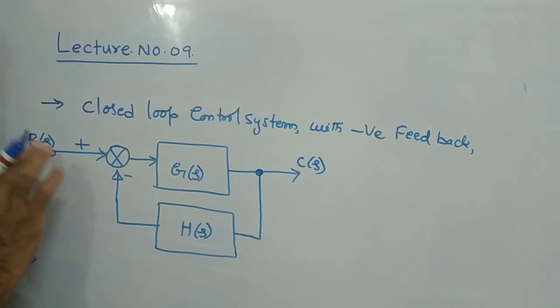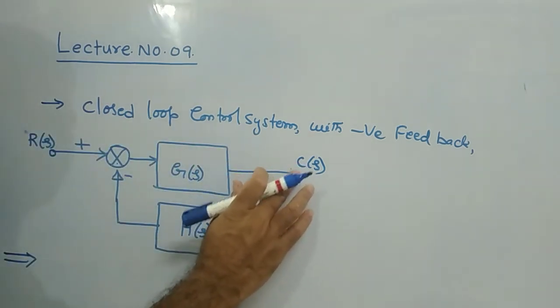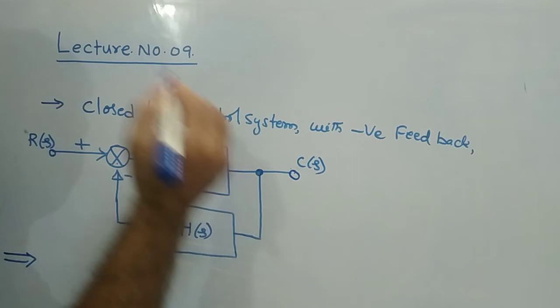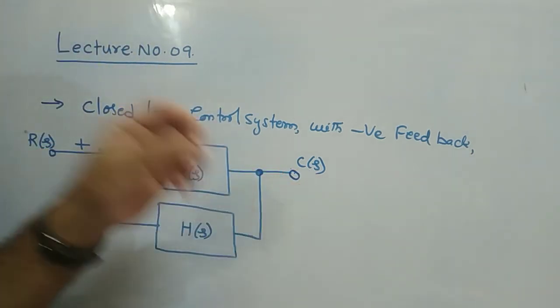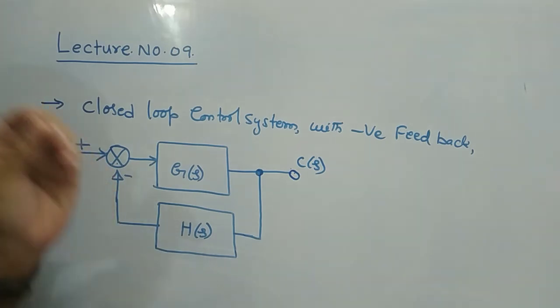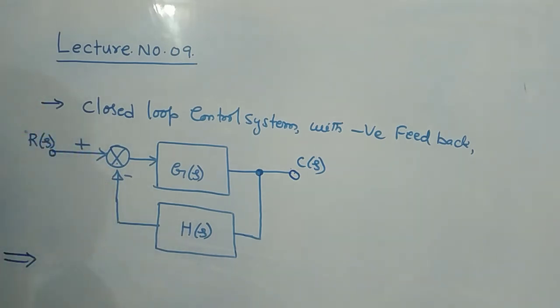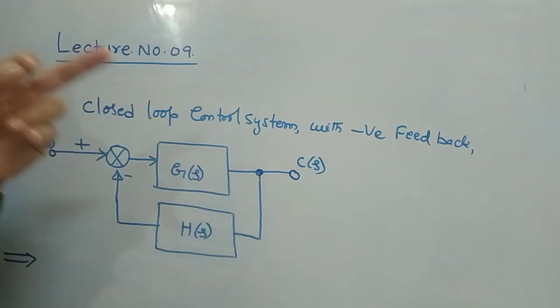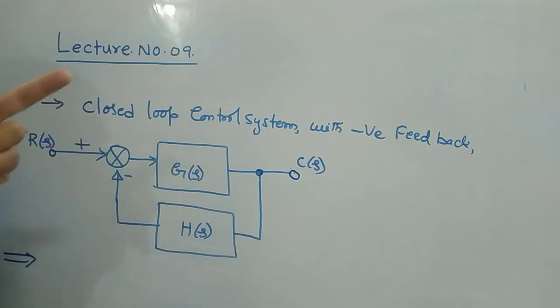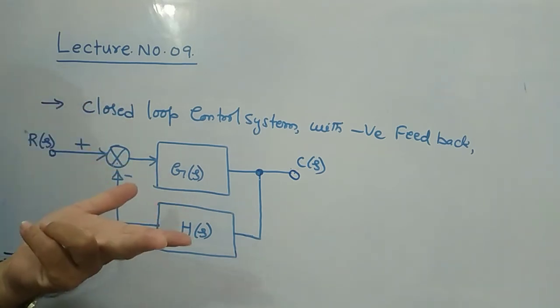And your input and output should be considered as node points. You first remember that. Your input R of S as well as your output C of S must be considered as a node point in the signal flow graph. That is the first point. And secondly, all the summing points and takeoff points must also be considered as node points.